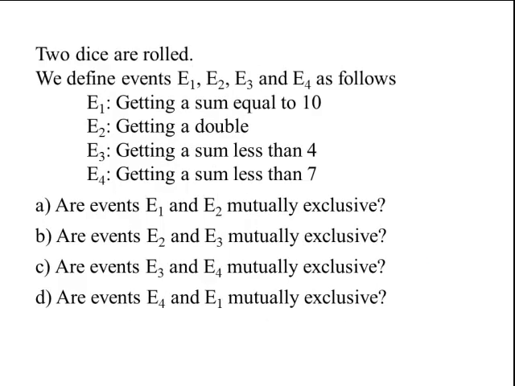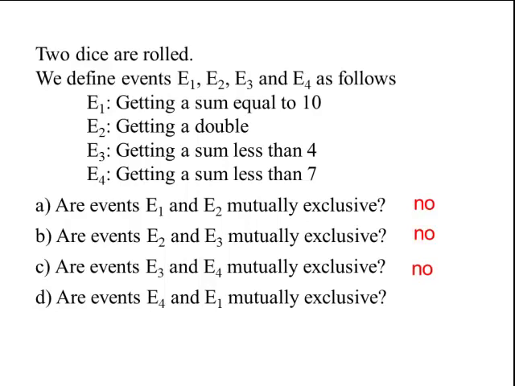In this example, the experiment, 2 dice are rolled. We define the events: E1 getting a sum equal to 10, E2 getting a double, E3 getting a sum less than 4, and E4 getting a sum less than 7. Are events E1 and E2 mutually exclusive or disjoint? No. You can get two 5s, which is event 2, that would be a double, and the sum of those equals 10. B is no also. You can get a 1 and a 1. That's a double, and that sum is less than 4.